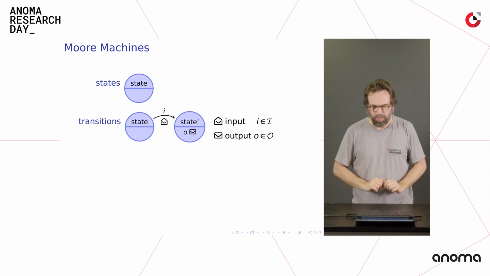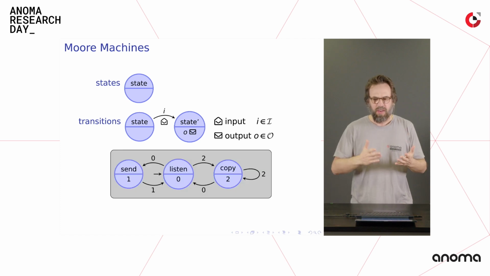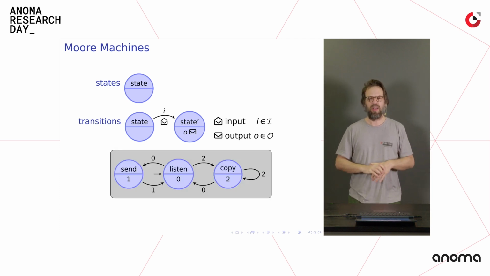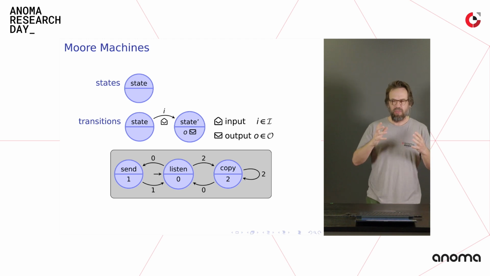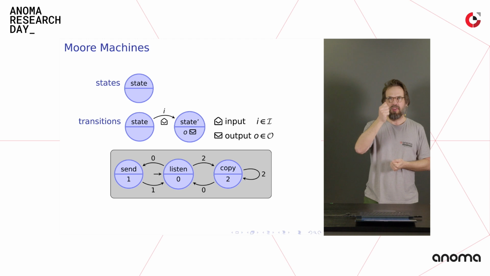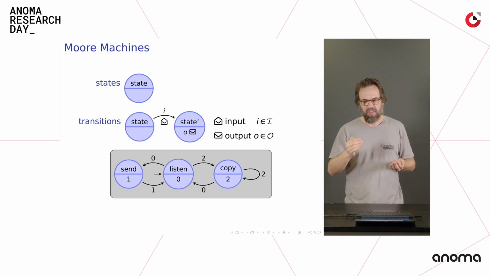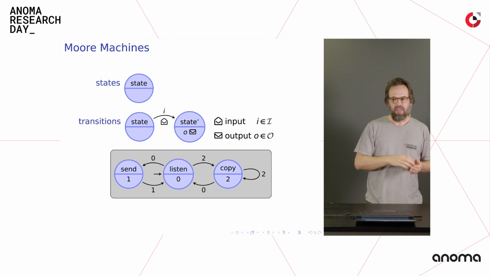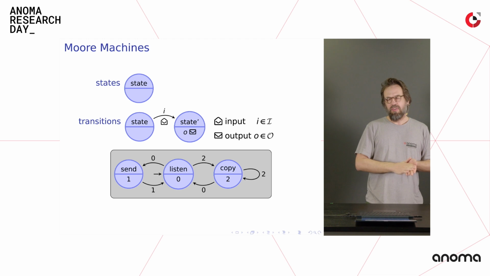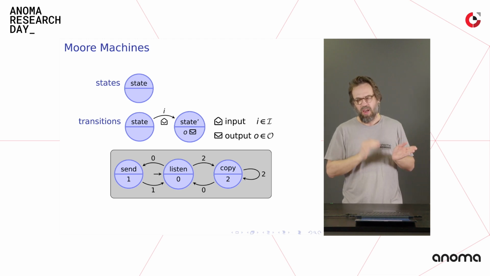somewhere, the output. And then you can look at a whole collection of states and transitions. And moreover, you designate one state, the state in which the machine is right now. So we have now 3 states, listen, copy, and send. For example, if I'm in listen, and I receive a 2, then I will transition to the state copy and output a 2.